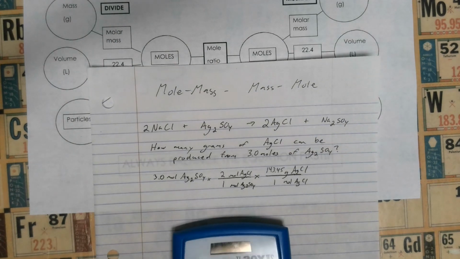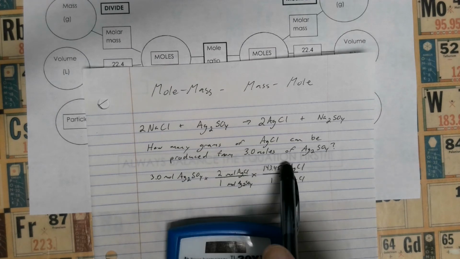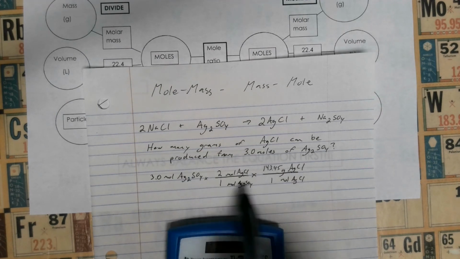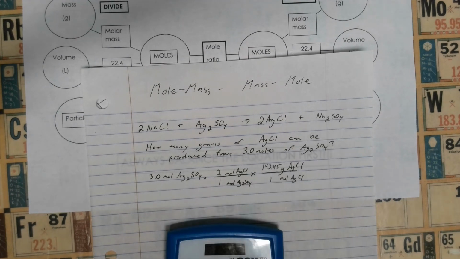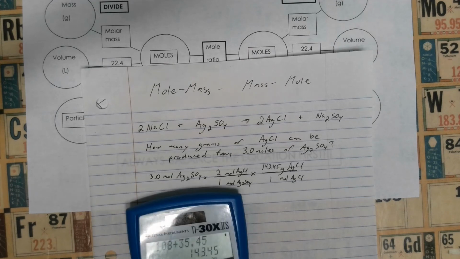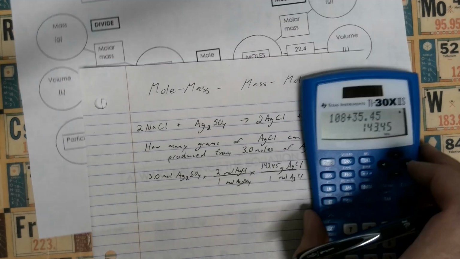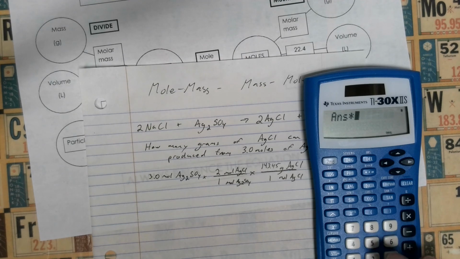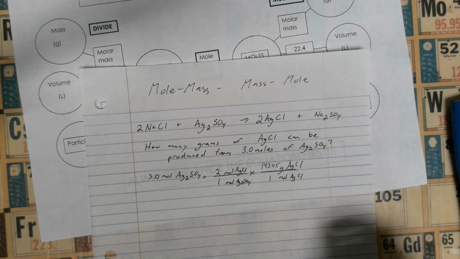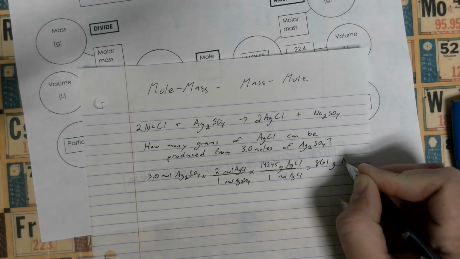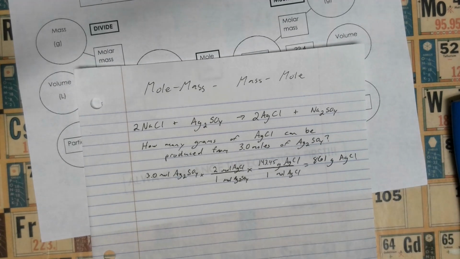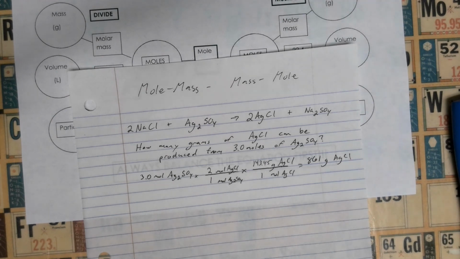Okay, so now I'm going to multiply all the way across the top, and multiply across the bottom. In this case, the bottom's just 1, so it doesn't really matter, but if you have numbers down here, you have to multiply those as well. So 143.45 times 2 times 3 would be 861, let's call it 861 grams AgCl. That's how many I'm going to produce. So that's how you do mole to mass.